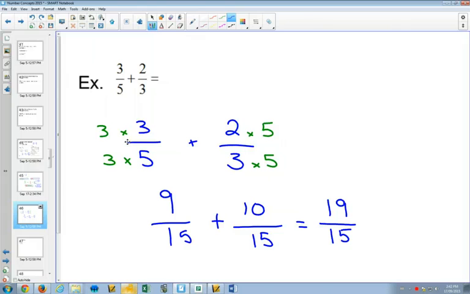19/15. Do we have more or less than a full chocolate bar? More. We have more than a full chocolate bar. This is what kind of fraction? Improper. We could write it as a mixed fraction. It would be 1 full chocolate bar, and then you'd still have 4 pieces left, so you would say 1 4/15. Excellent.